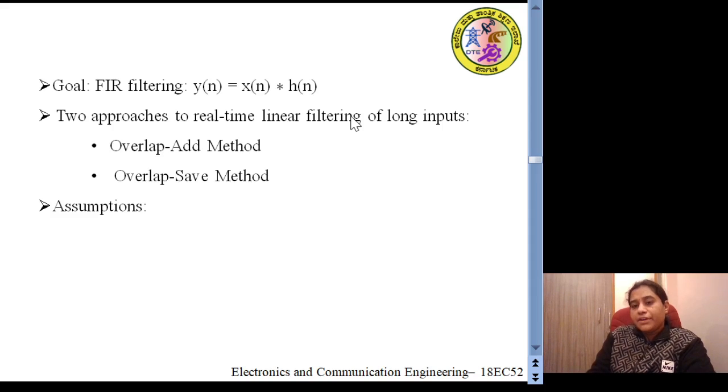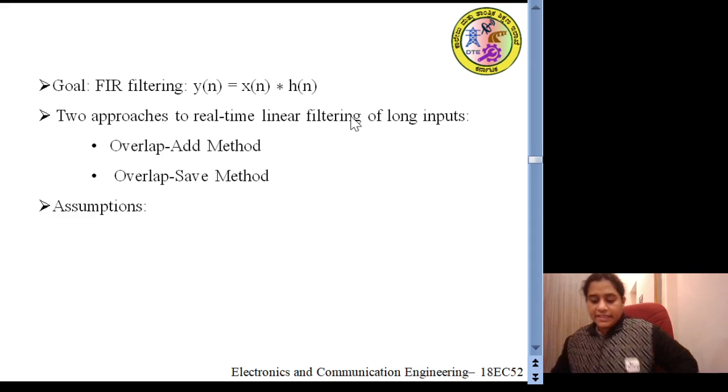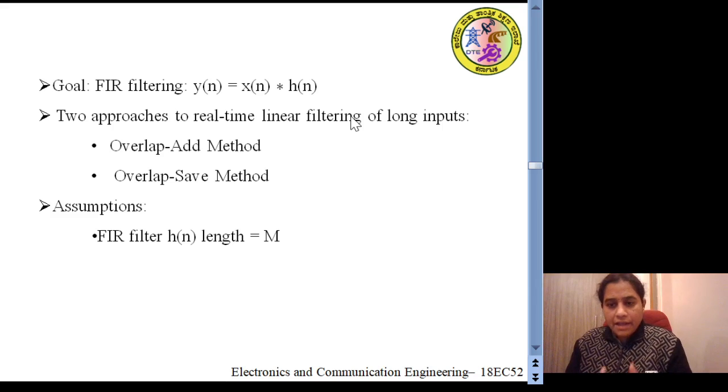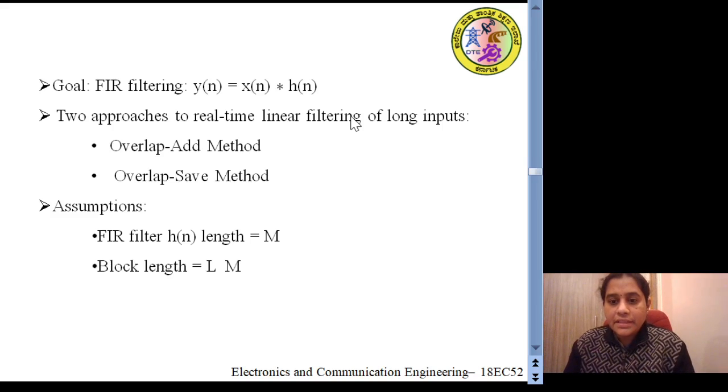So in this particular video, we will be considering the overlap add method. Before that, we will be assuming certain things, pre-assumptions. The linear time invariant system we are considering has an impulse response, the FIR filter's impulse response h of n, having M samples. So the length of h of n is M. Then we assume the length of the block, into which we divide the input signal, is L.